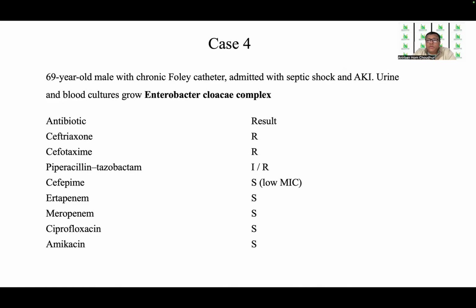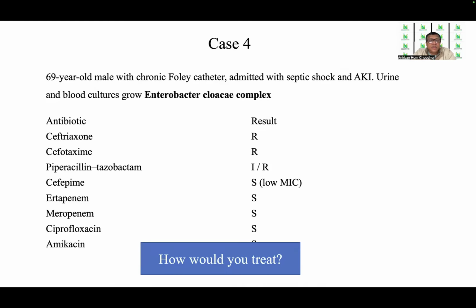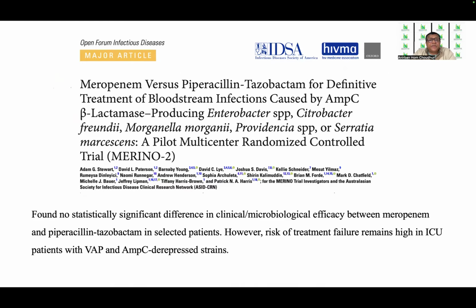Moving on to the fourth case, a 69-year-old male with a chronic Foley catheter following spinal injury and subsequent surgery is admitted with septic shock and AKI. Urine and blood cultures both grow Enterobacter cloacae complex. The antibiogram shows resistance to many, but sensitivity to cefepime, ertapenem, meropenem, ciprofloxacin, and amikacin. So how do you treat this patient?